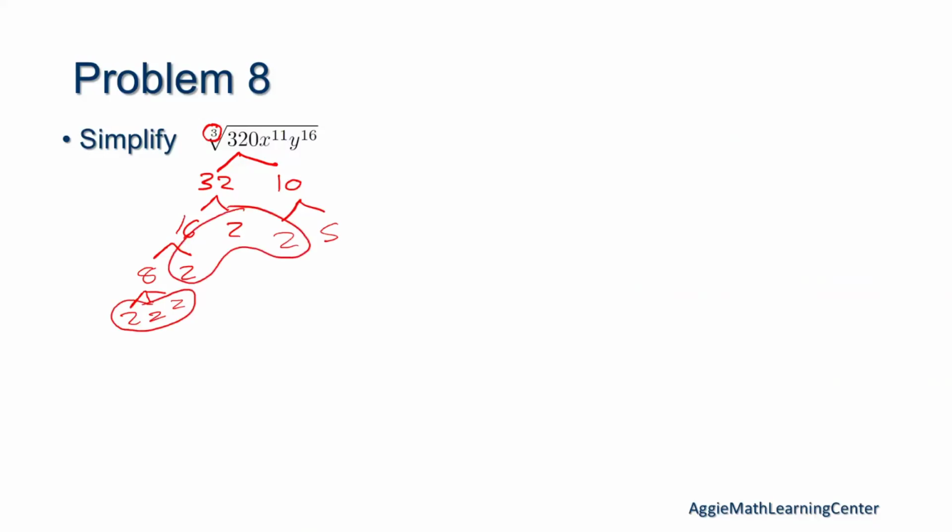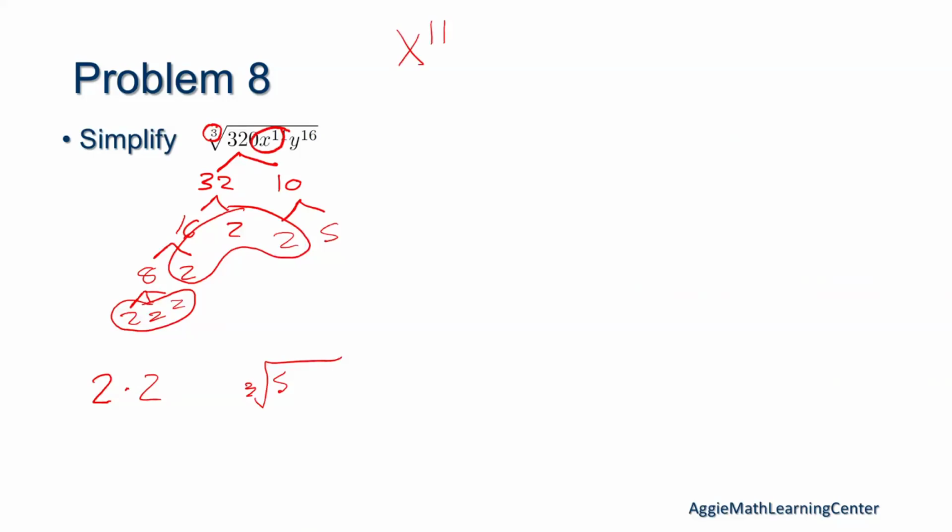It doesn't have any friends, so it just stays in there because we need 3 of something to pull it out. So we can take out the 2, then under the cube root, we still have the 5. Now with these x's, we have 11 of them.